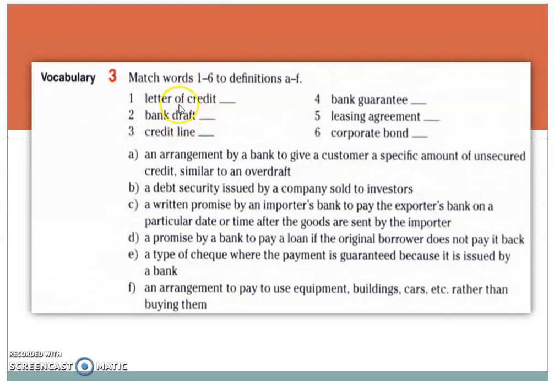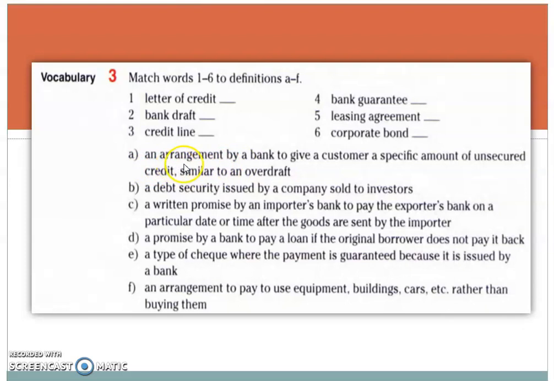Okay, so we have the first word here for your vocabulary homework or task to do. First is letter of credit, bank draft, credit line, bank guarantee, leasing agreement, and corporate bond. Again, if you watch the whole video, you can easily answer this one as I already explained all of this.